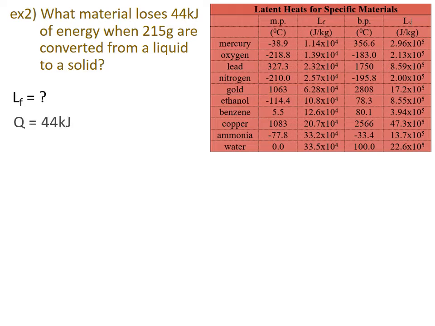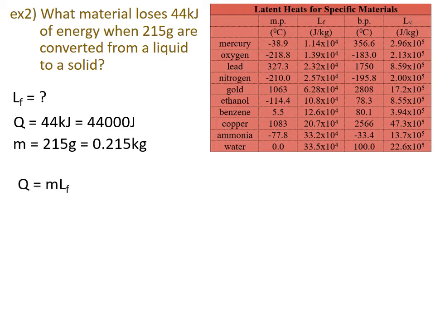We have 44 kilojoules. Kilojoules are used to measure energy, in this case heat energy. And since LF is measured in joules per kilogram, kilojoules will have to be converted to joules so that the units can factor out. Since joules are smaller, my number gets larger. So I have 44,000 joules. 215 grams is my mass. And since LF is measured in joules per kilogram, this will also have to be converted, and it's going to go from grams to kilograms. Since kilograms are larger, my number gets smaller. So I have 0.215 kilograms.